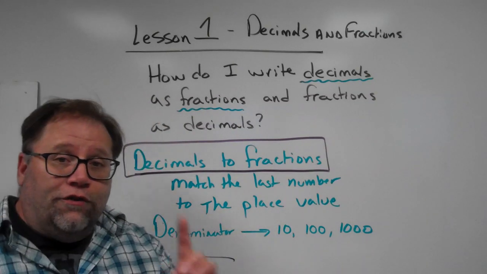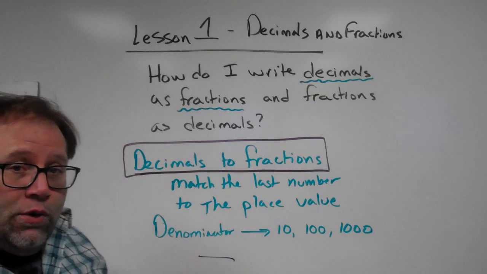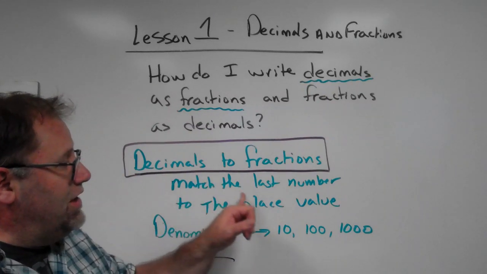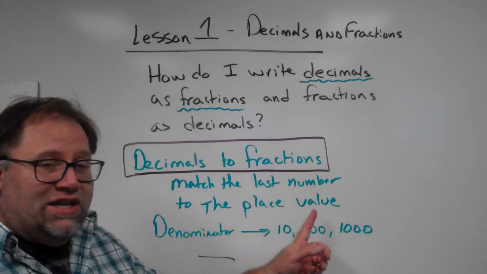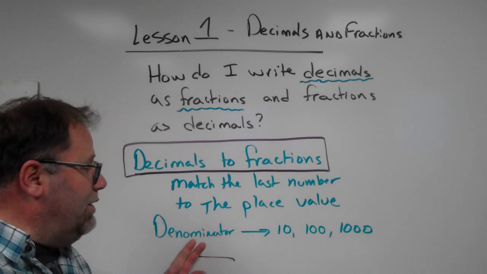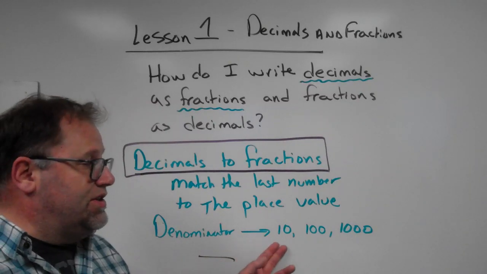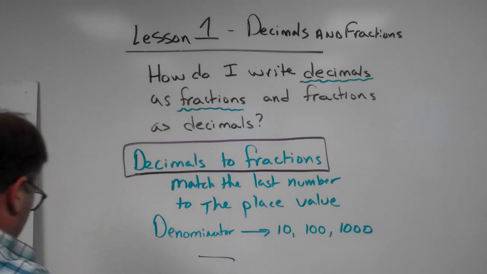Going forward, the first thing we're going to do is talk about going from decimals to fractions. What we're going to look at is, write this down, match the last number to the place value. And what we're looking to do then is make a denominator that's either a 10, 100, or 1,000. We can do more than that, but we're going to focus on those three.